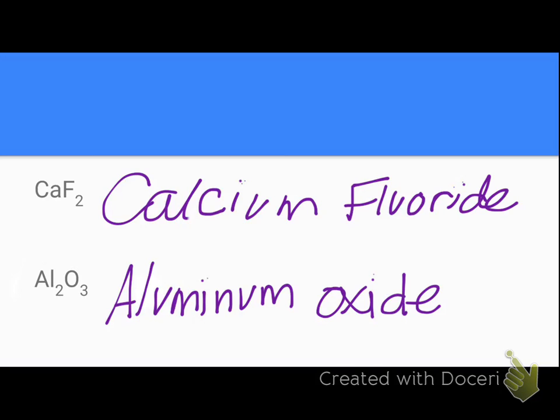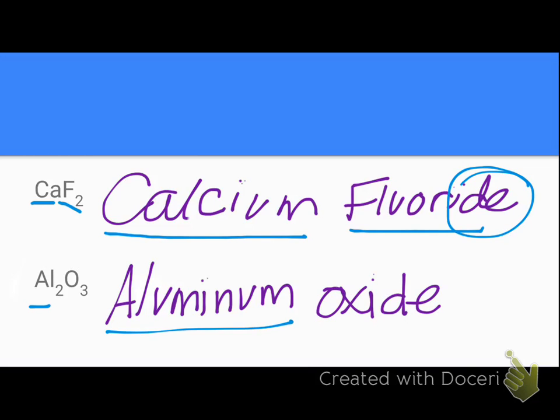So if you take a look at what I did here, I named the metal first, so that's calcium, named the nonmetal second, and then my ending changed to "ide." So instead of it being fluorine, it's fluoride. Here, I name my metal aluminum, my nonmetal oxygen, and change that ending to "ide."